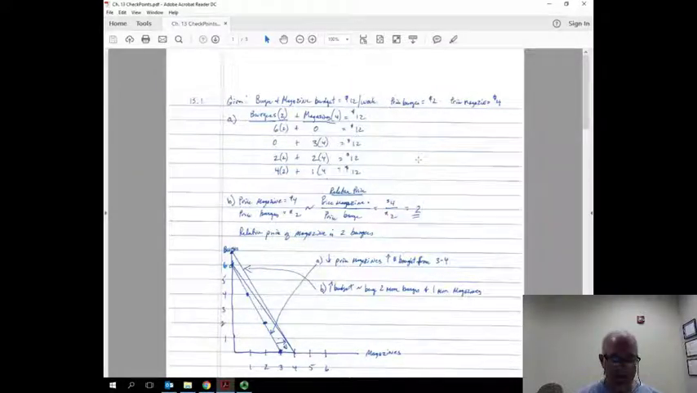And it gives you some information. It says Jerry's burger and magazine budget is $12 a week. Price of a burger is $2 and the price of magazines is $4. First thing I want you to do is list the combination of burgers and magazines that Jerry can afford.